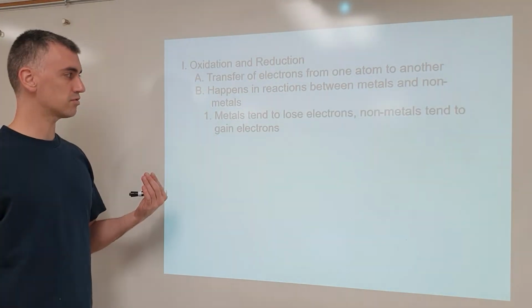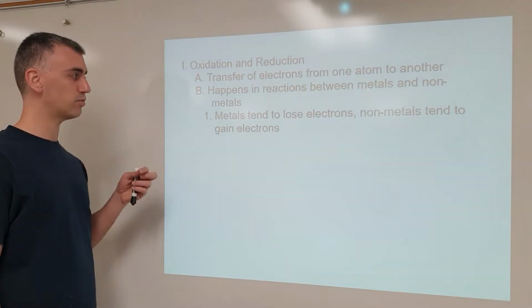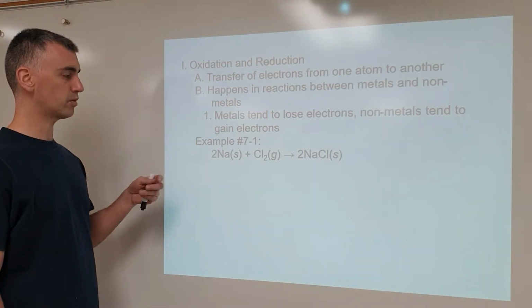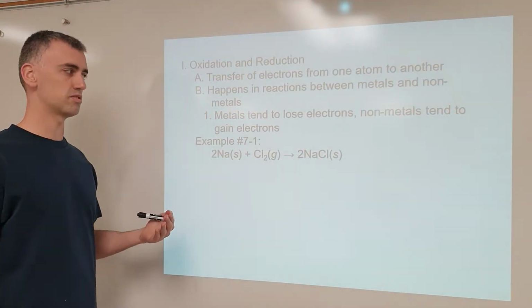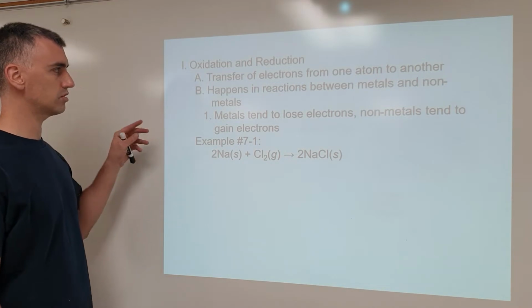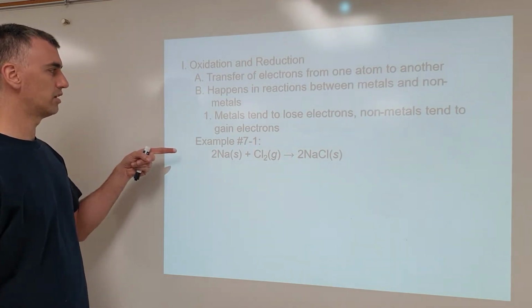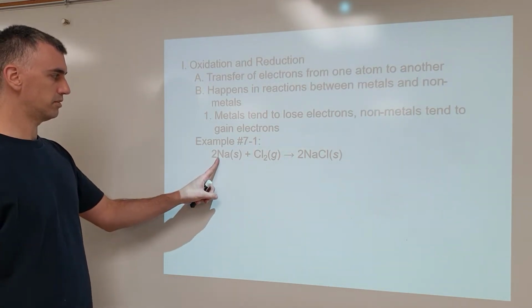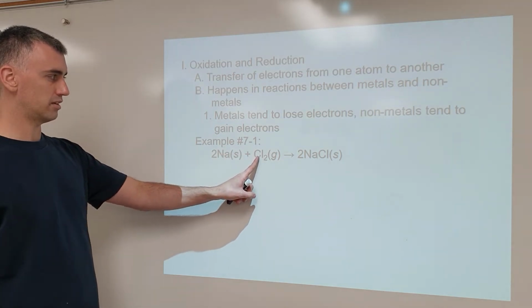So what that means is when we see this, we will tend to see reactions where one thing gains electrons and one thing loses electrons. So let's look at this example right here. Sodium reacts with chlorine to make sodium chloride.